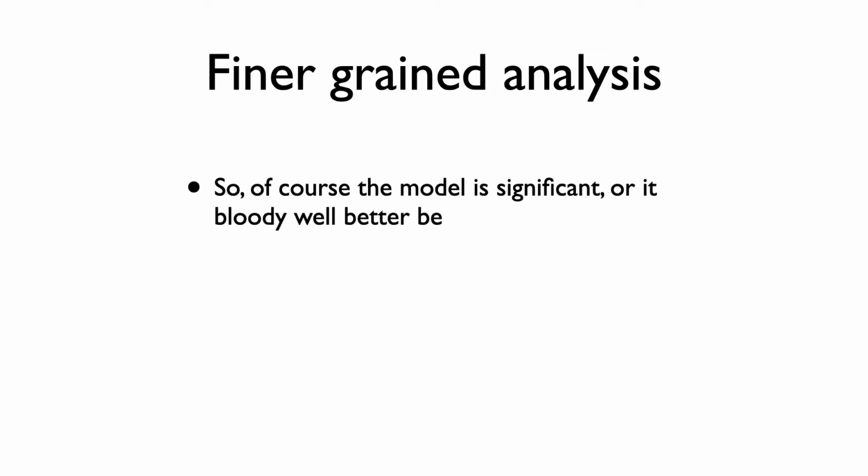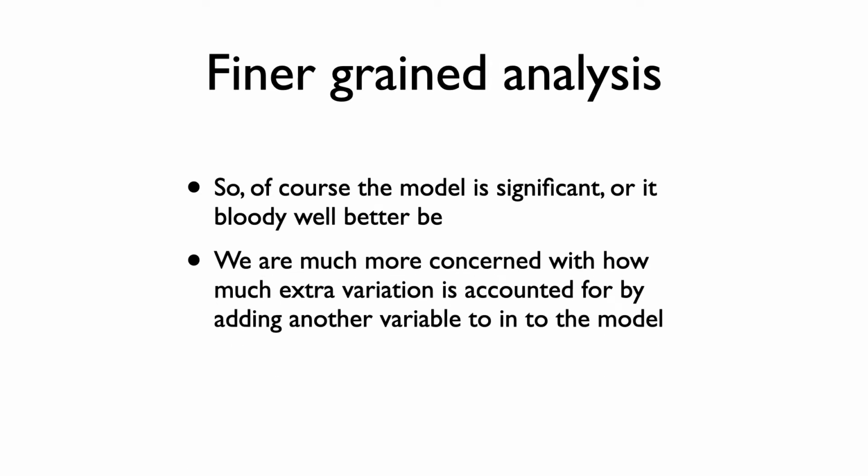Well, let's do a finer grained analysis. So the model's going to be significant, as I mentioned, and it bloody well better be, but we're much more interested in how much extra variation is accounted for by adding another variable into the model. Because years of education and IQ, again, pretending they're unique amounts of variance, that's great. You know what else probably accounts for some very small amount of variance in income? Let's think of something. The number of earrings you wear probably has some very small correlation.